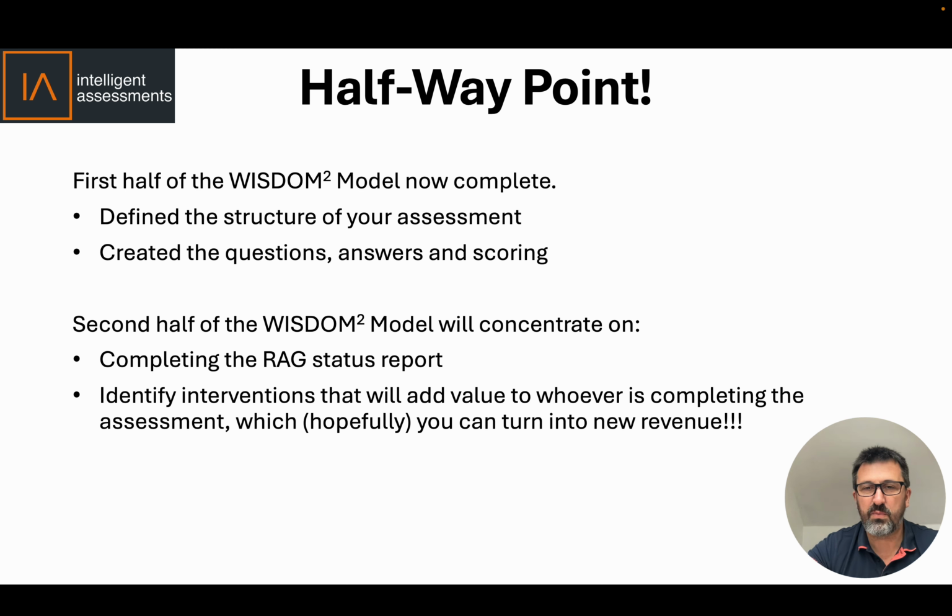So we're now at the halfway point in the WISDOM2 model. So you've done the first wisdom, so you're all wise now. So you've defined the structure of your assessment, you've created the questions, the answers, and then you've scored all the various answers. The second half of the WISDOM2 model will concentrate on completing the status report and then identifying the interventions that will add value to whoever's completing the assessment, which hopefully you can turn into new revenue for your business.